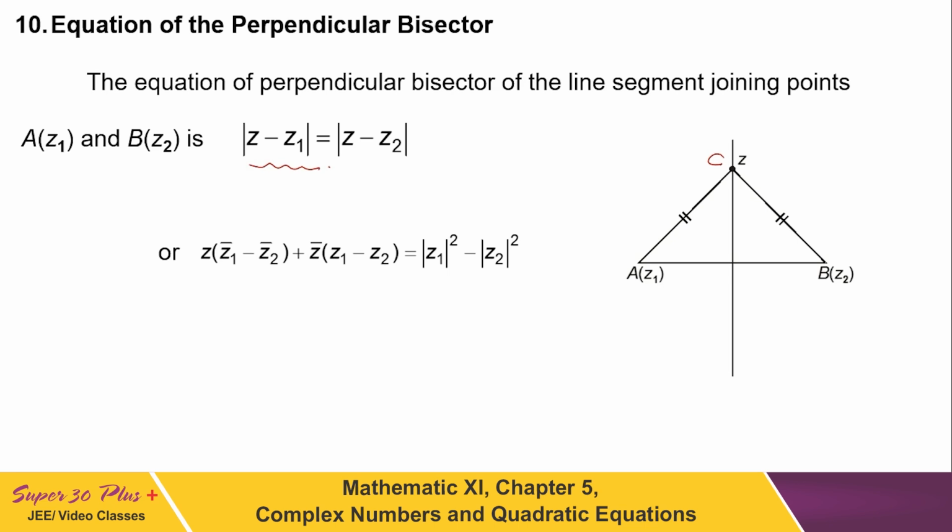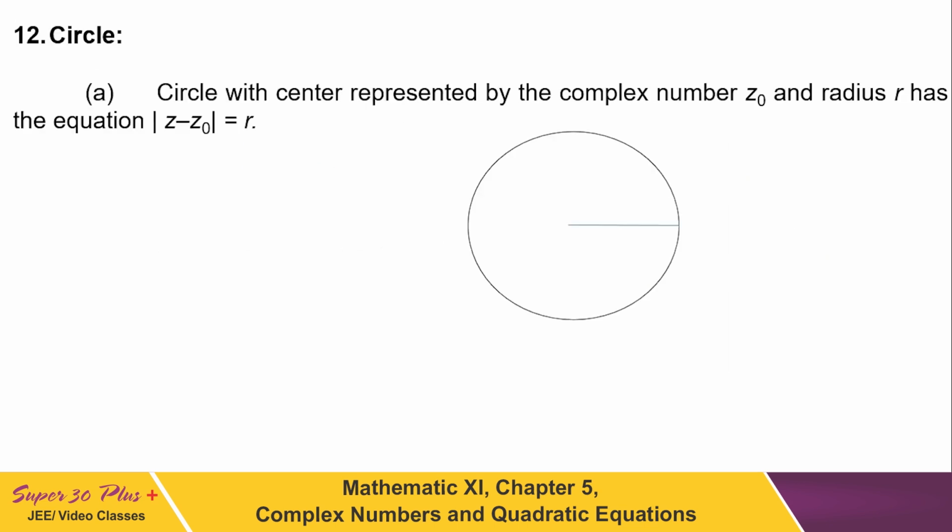Z1 square minus Z2 square. Students, now we are going to study one of the most important topics of complex numbers. This is the equation of a circle. What is the circle? A circle with center represented by the complex number z0 and radius r has the equation mod of z minus z0 is equal to r. What is the meaning of this?